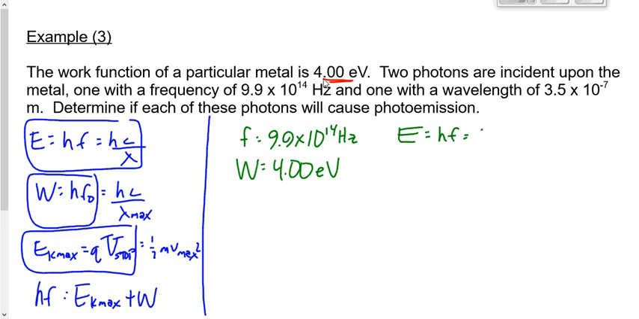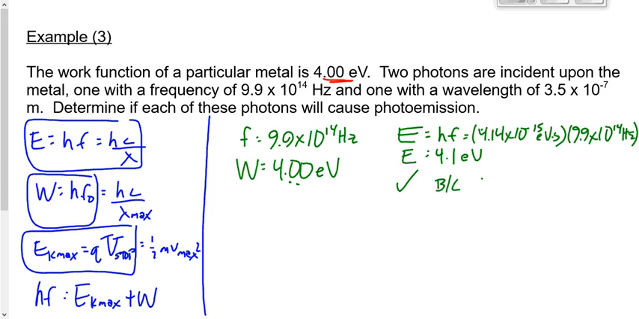You could use joules, but if you do, you have to convert this to joules, right? 4.14 times 10 to the negative 15 eV times seconds times 9.9 times 10 to the 14 hertz. That gives us 4.1 eV. So the energy of this photon is 4.1 eV. Are electrons going to be ejected here? Yes. The answer is yes, because the energy of your photon is above the work function.